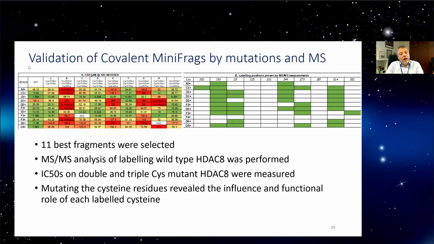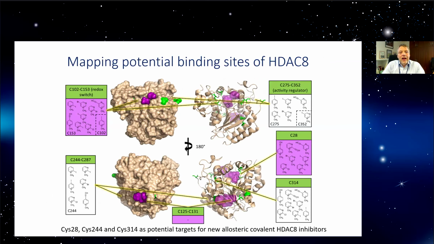First, we tested these compounds against different cysteine mutants of HDAC8, and you can see the results here. The green values, again, are those fragments and mutants that showed significant labeling on the basis of the biochemical test. These were confirmed by mass spectrometry, identifying the exact binding site on the surface of HDAC8. On the next slide, you can see where exactly these binding sites are located.